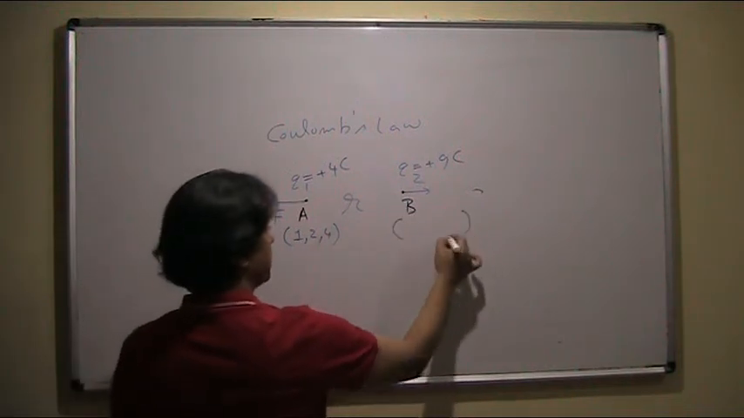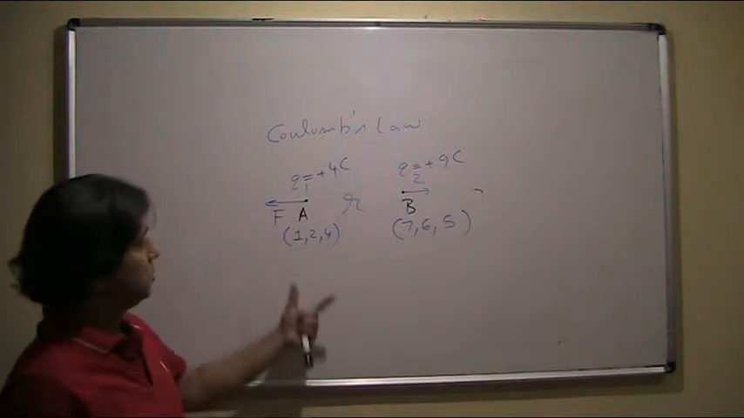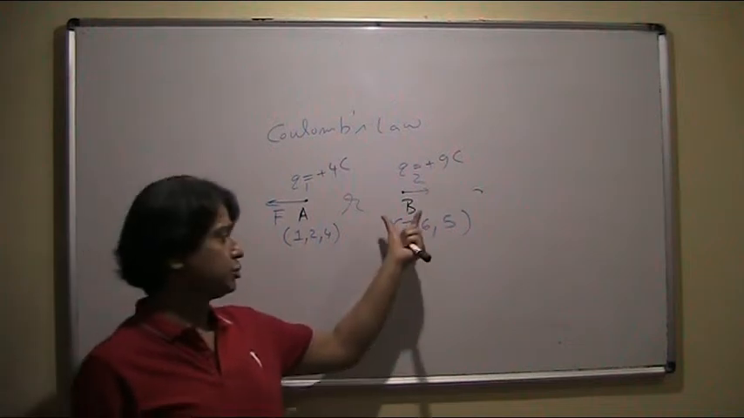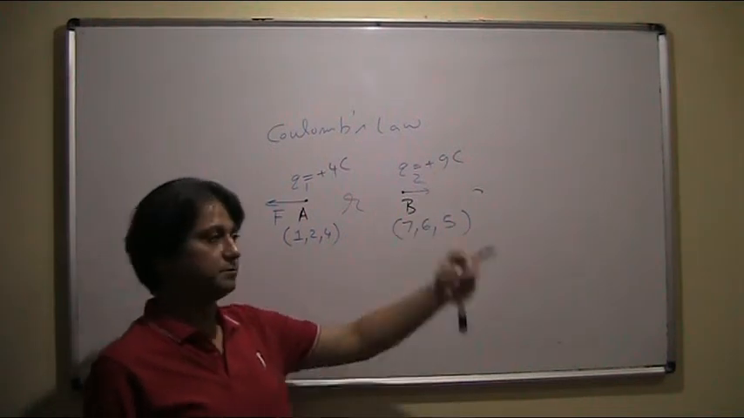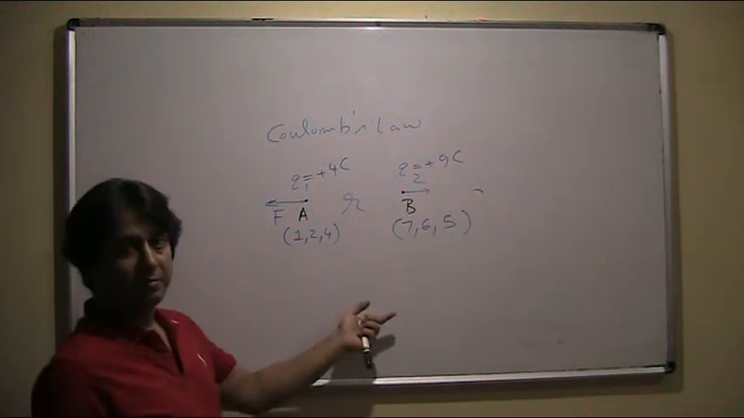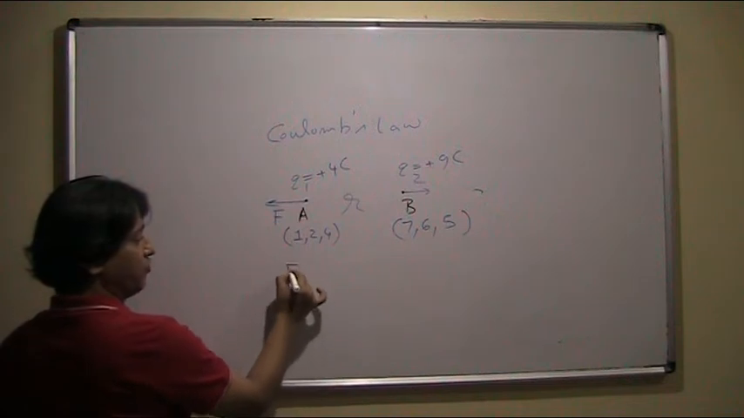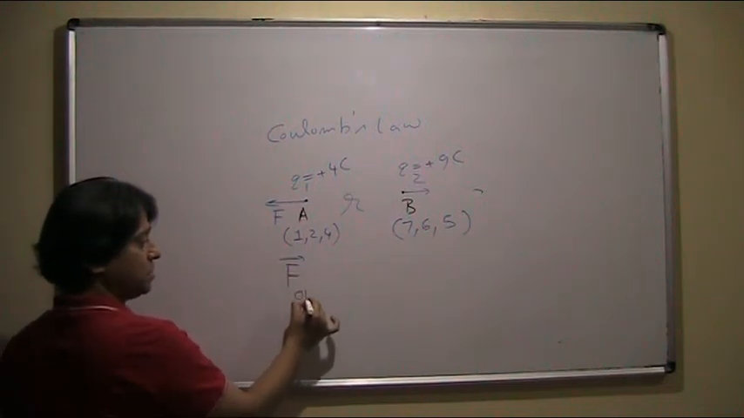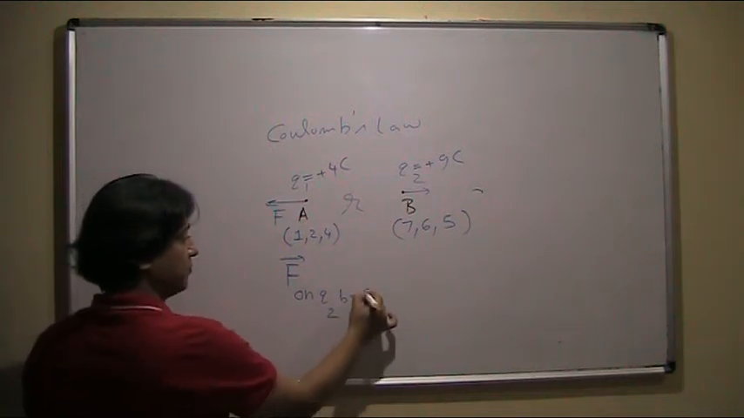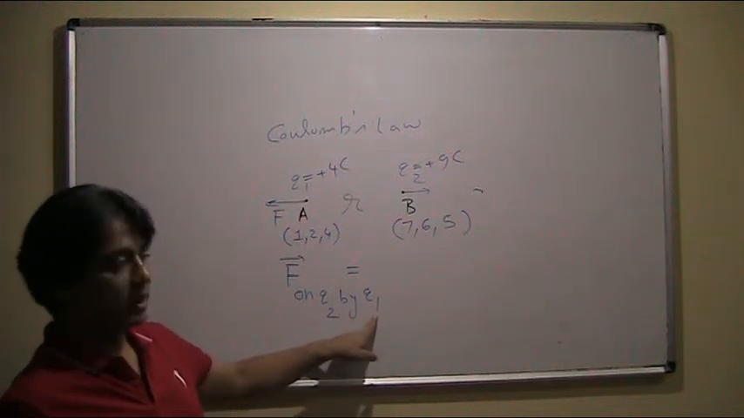Position of B is 7, 6, 5. A, its position is given by 1, 2, 4, and position of B is given by 7, 6, 5. Now we need to find force between these two, and if you don't want to remember that R cap and R vector form, simply do what? Force is required on Q2 and force is coming from Q1. We need force on Q2 by Q1.